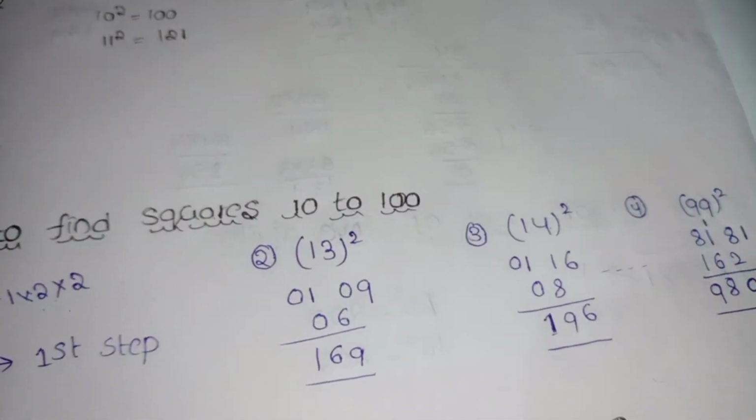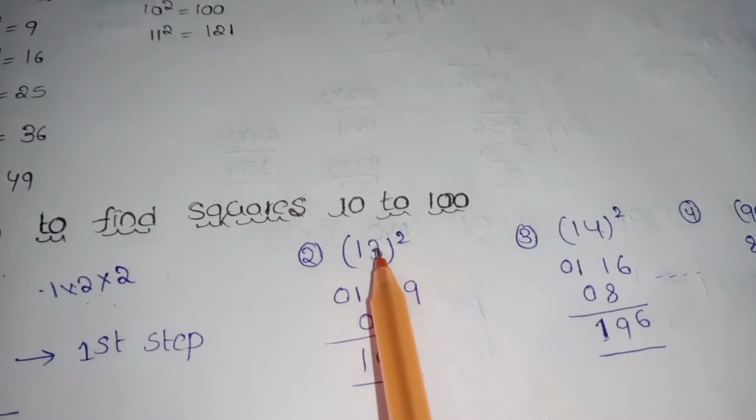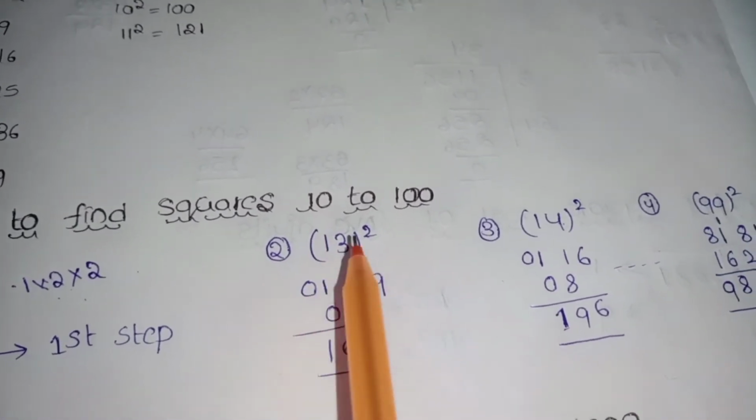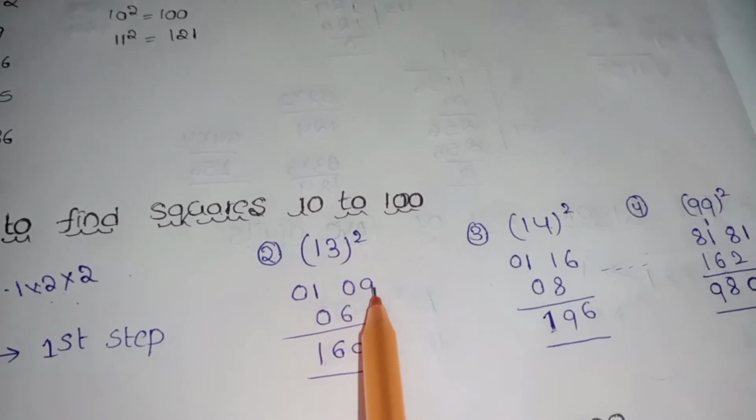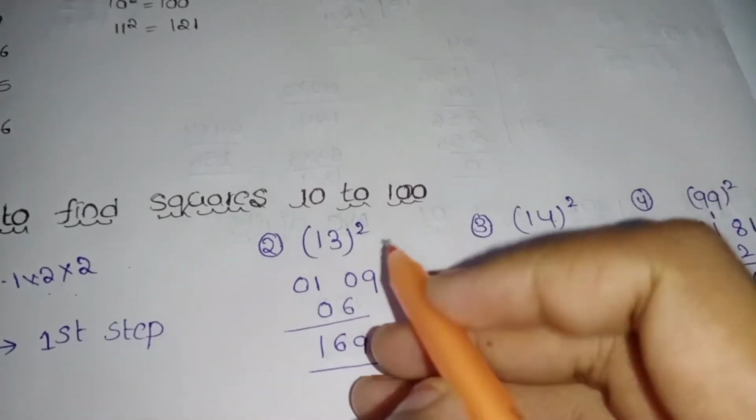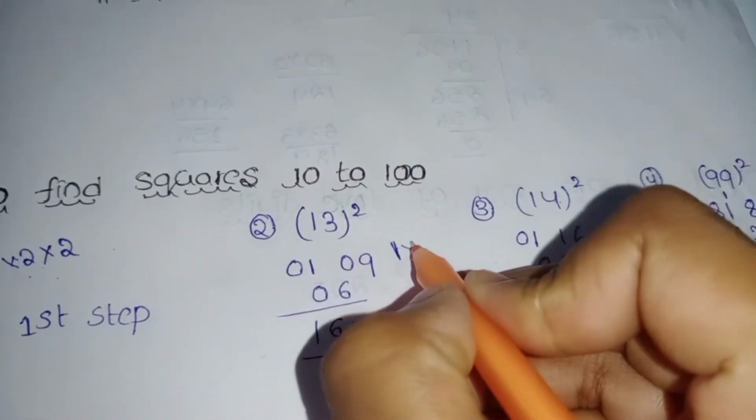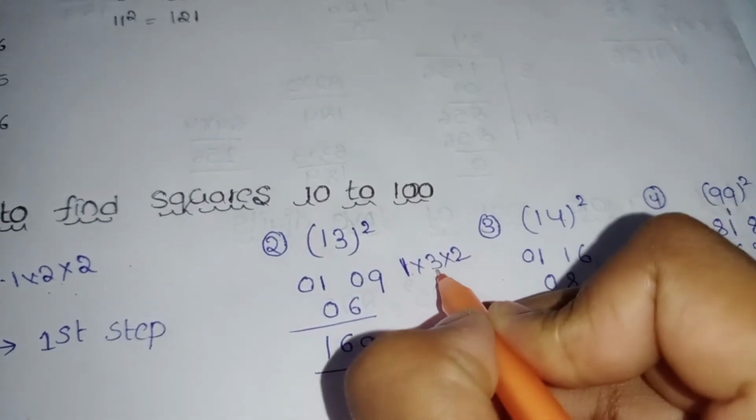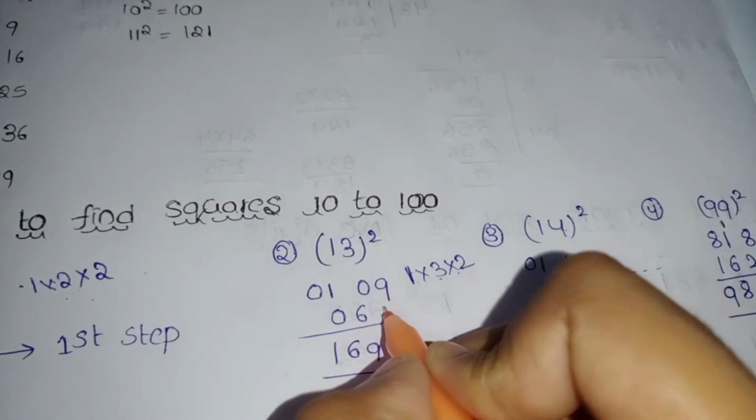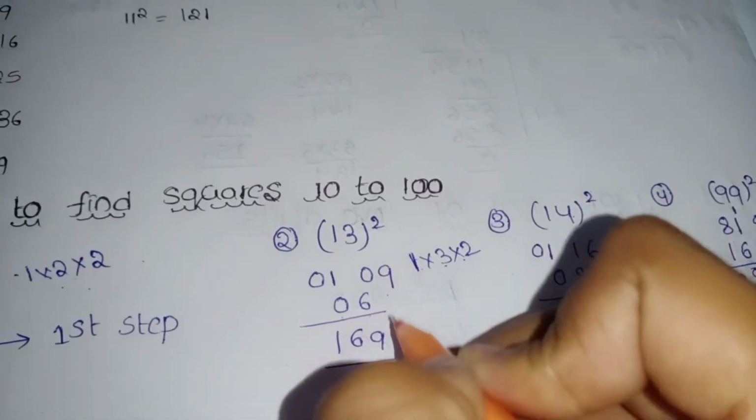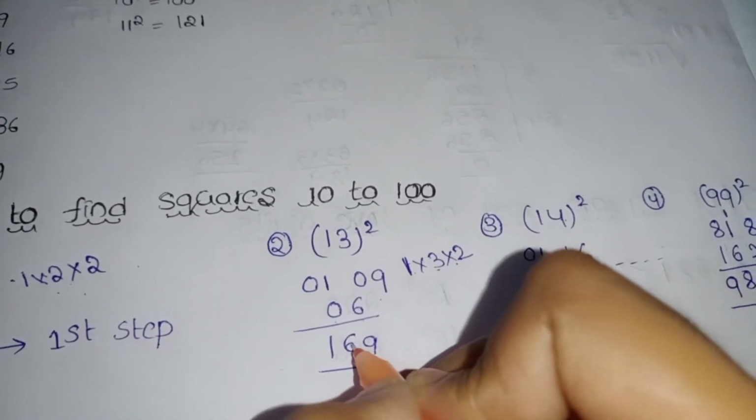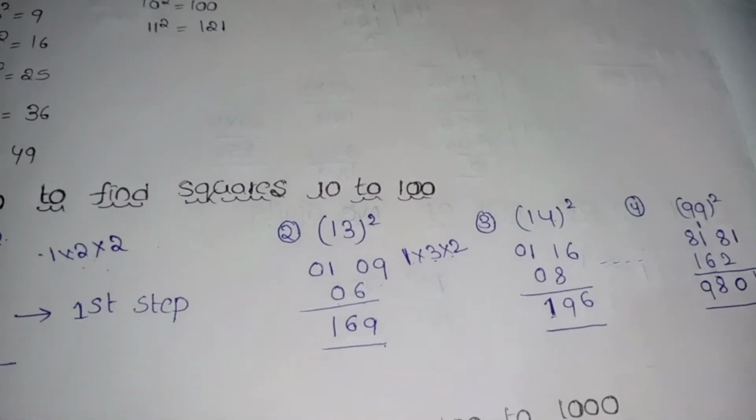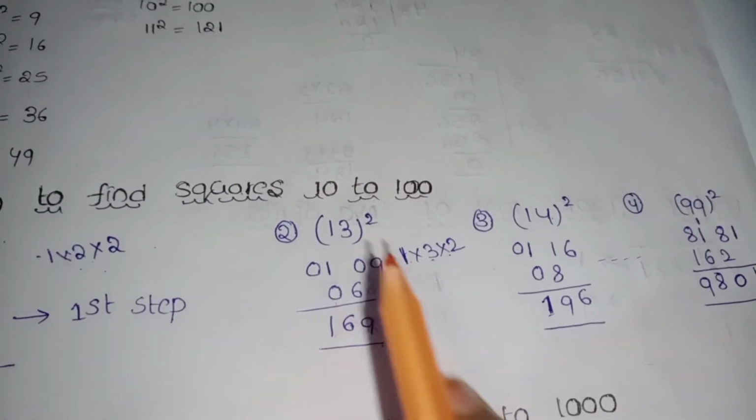Coming to the next example, 13 square. First you square this number, 0, 1, and square this number, 0, 9. And next we multiply 1 into 3 into 2. 1 3s are 3, 3 2s are 6. Leave this number and write 6 here. And adding, 9, 6, 1, 13 square. 13 into 13 is 169. Yes, I am getting the answer by following this trick.